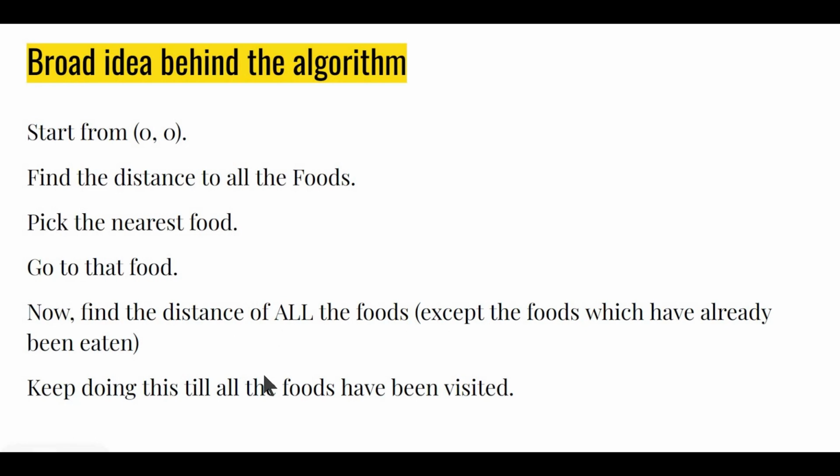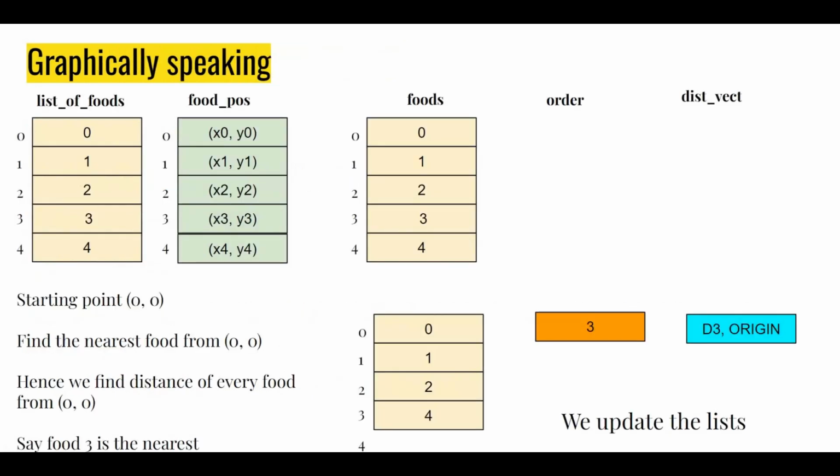But before I get there, let me illustrate the idea so that it becomes easier to understand. I'm going to use multiple lists for this purpose. We already have the list of foods. We already have this list called food pos. These two will be my golden lists. I'm not going to disturb them because we use them for a lot of things later as well. Now, I'm going to create a temporary list called foods, which is just going to be a copy of the list of foods to start with. I'm going to create two more lists, order and distance vector, which are to start with empty.